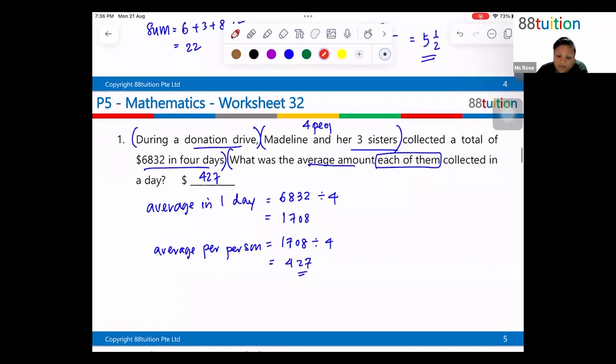Now, if you only did the first step, this one is only for the average in 1 day. They ask for the average each of them collected in 1 day. So that's an extra step. So this is your extra step.